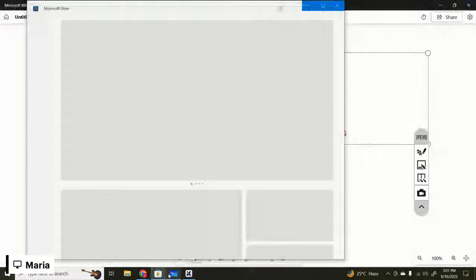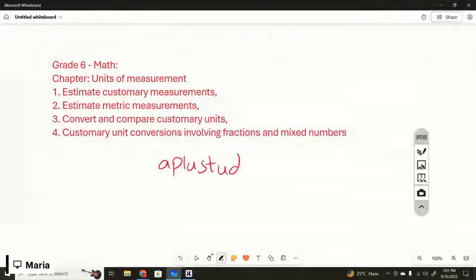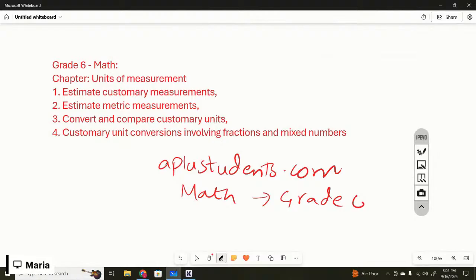You can find all the lessons on aplusstudents.com. You have to log in there using your email address and the password provided by the administrator. Then you have to select math from the subject tab. Scroll down to grade 6 math and then click on view all lessons. There you can find the list of the chapters.